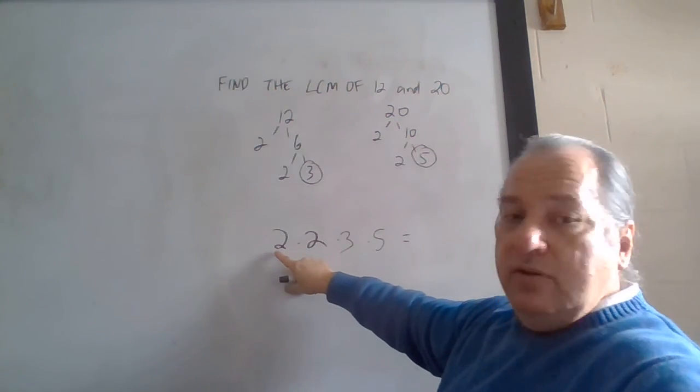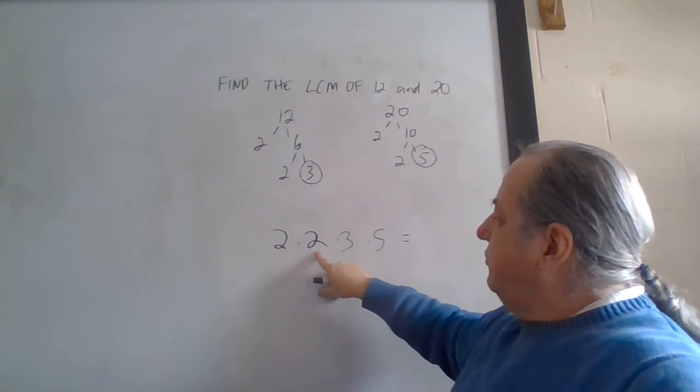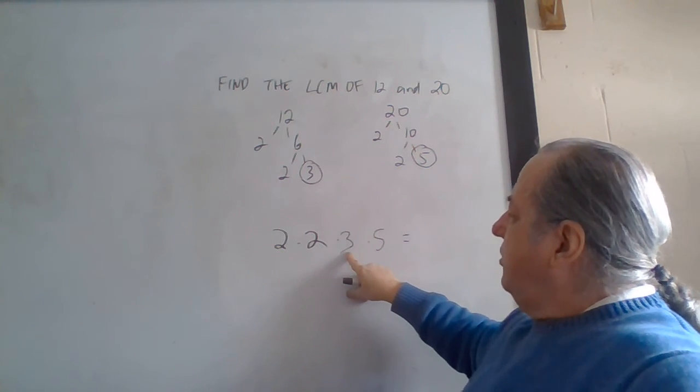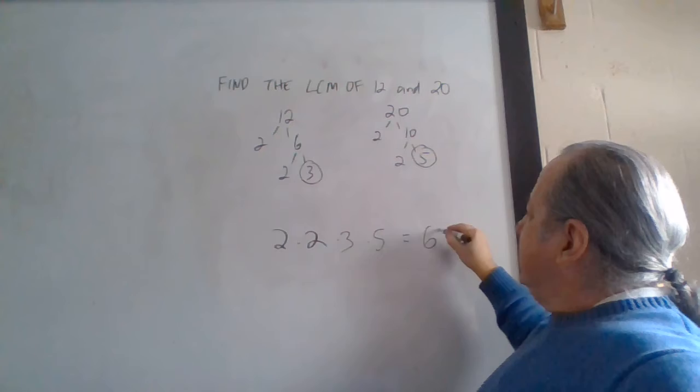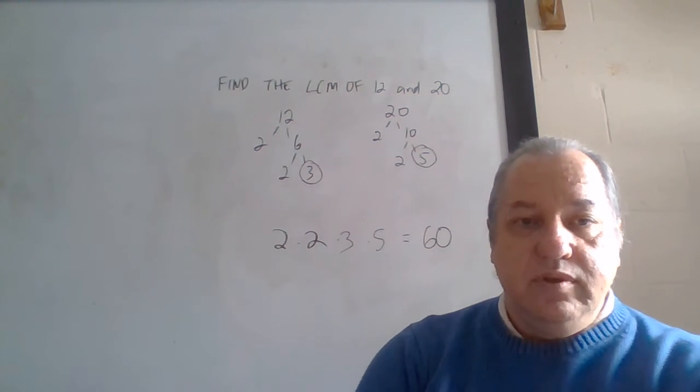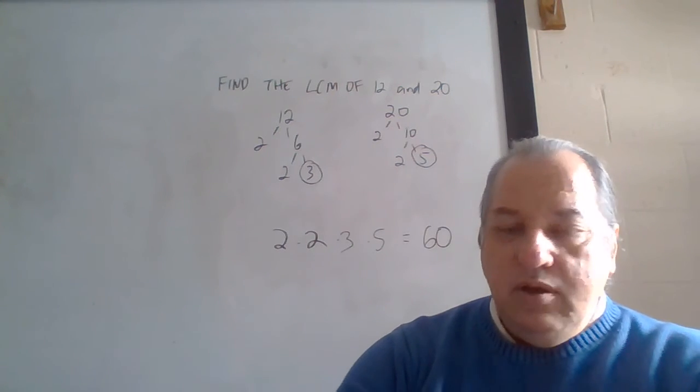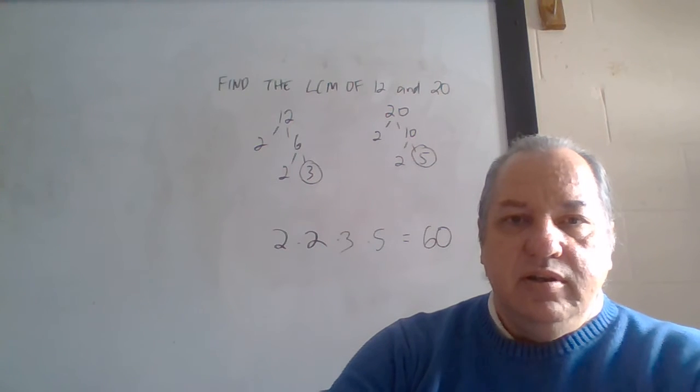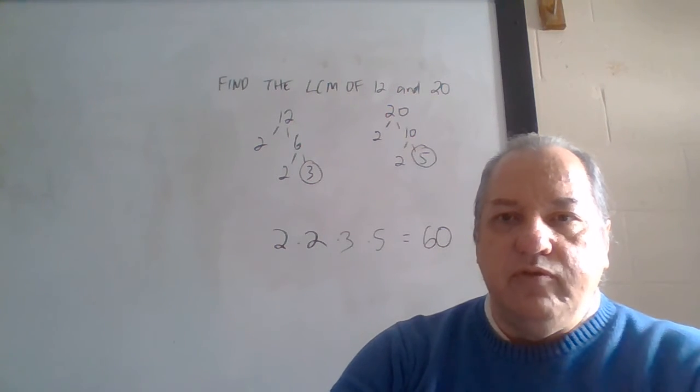And so my final least common multiple then is 2 times 2 is 4, 4 times 3 is 12, 12 times 5 is 60. So 60 is your answer. I hope you did well. But whether you did or didn't, let's move on to one more for you to work on before I give you your assignment for today.